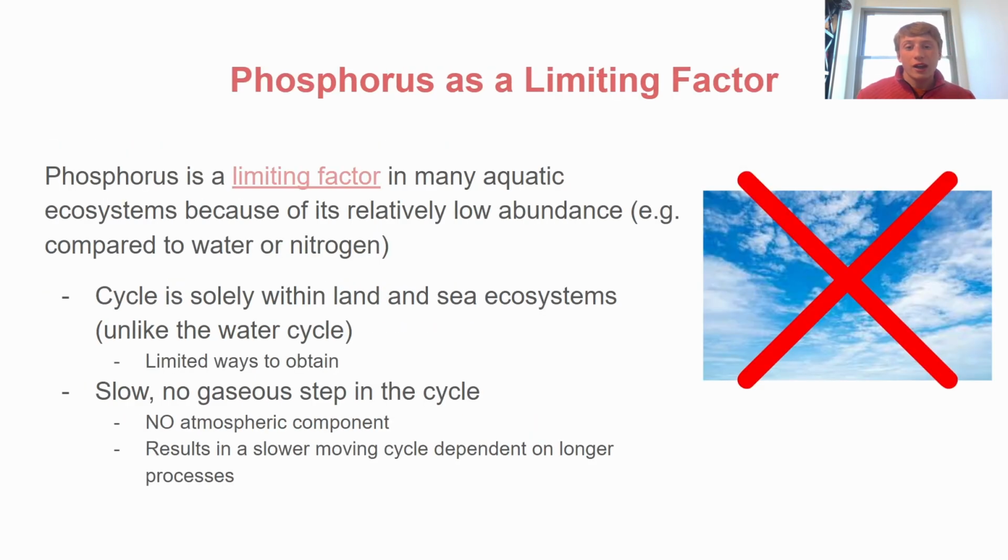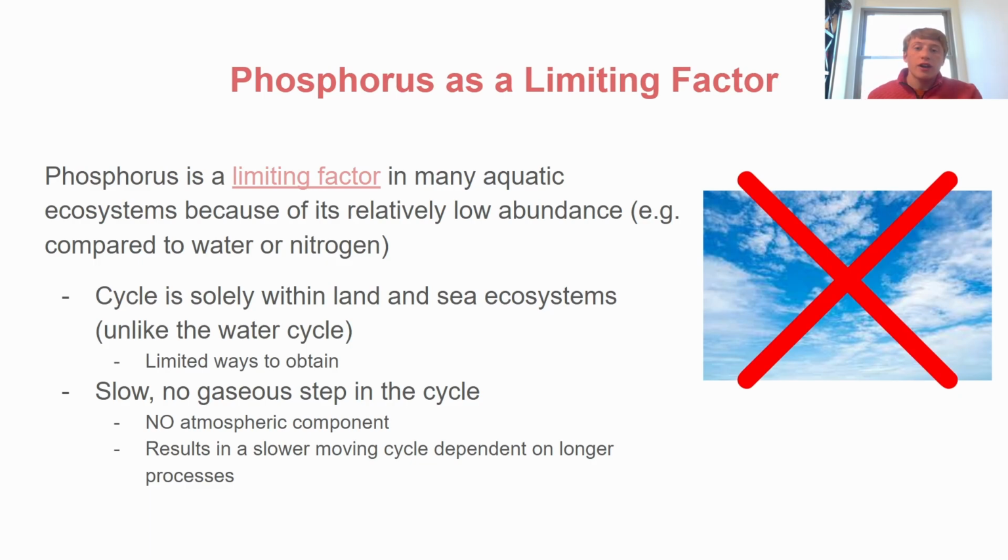Phosphorus is a limiting factor in many ecosystems, and this is because phosphorus is not nearly as abundant as, say, water, which makes up literally all of our oceans, right? Or nitrogen, which makes up like 70 or 80% of the atmosphere. And it's because of this relatively low abundance that the phosphorus cycle takes a long time to cycle through.